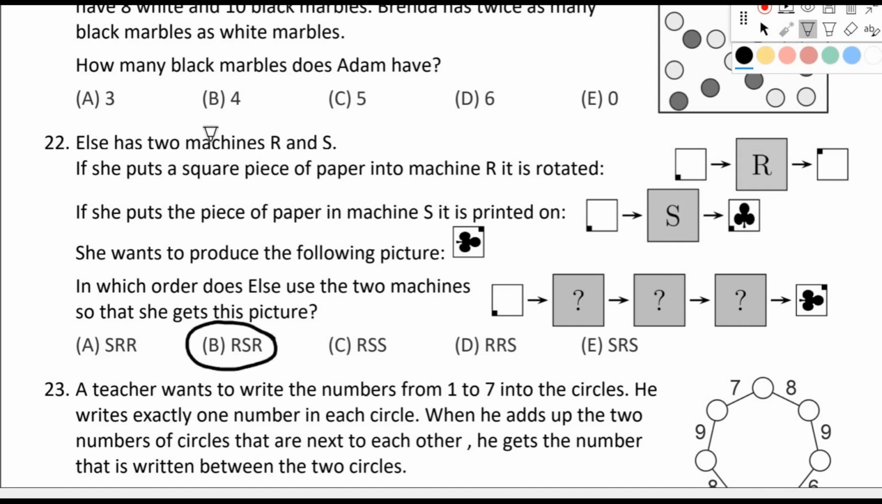So the dot is here, then R. If it is R, the dot travels to this location. And then S. If it is S, then the dot stays there and the picture of the club comes like this. And now if it is R, then the picture stays, the club picture stays, only the dot shifts one place, that is the new place. So the correct option is option B.